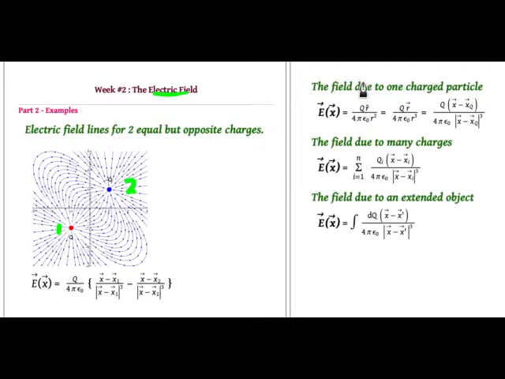So the field due to one single charged particle is q r hat over 4 pi epsilon 0 r squared. Or I could write that as q r vector over 4 pi epsilon 0 r cubed, where r vector is x minus xq. X is the point where I'm measuring the field. xq is the position of the source, the one charged particle.